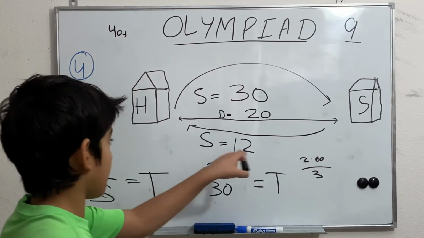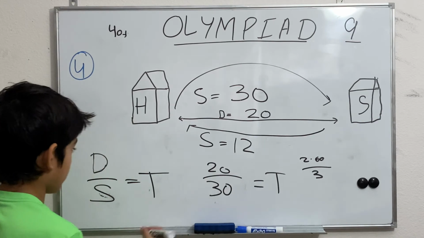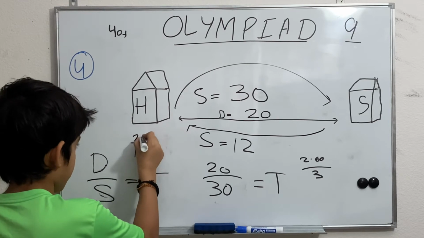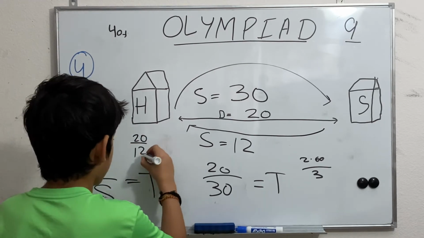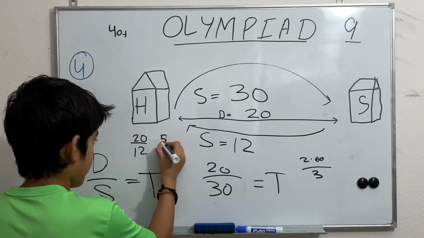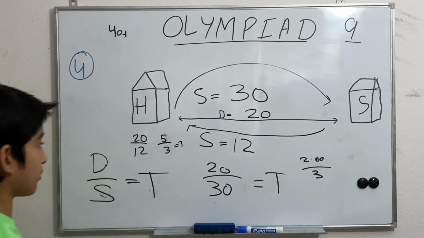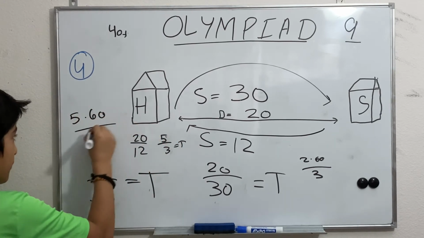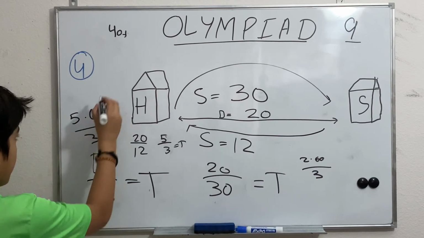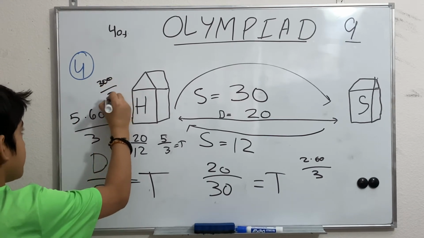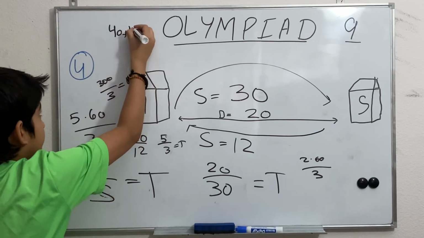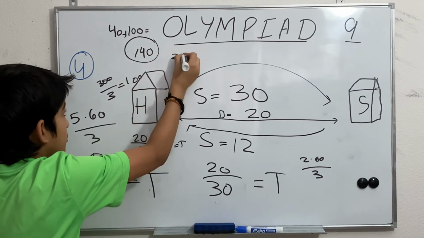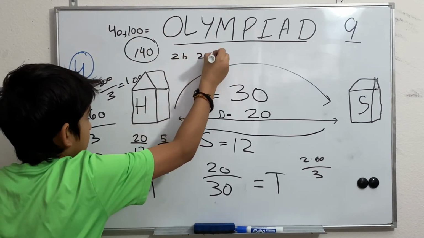Here, I'm coming back. So speed is 12, and distance is 20. You can divide this by 4, and we get 5 over 3 is equal to time. We multiply this by 60: 5 multiplied by 60 over 3. We get 300 over 3, which is equal to 100 minutes. So if we add this, we get 140 minutes, or 2 hours and 20 minutes.